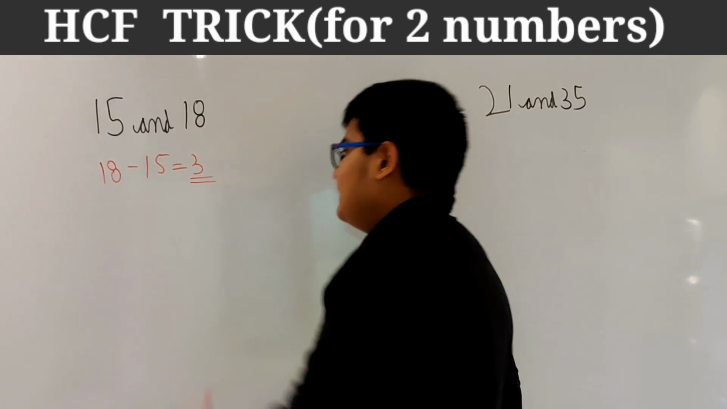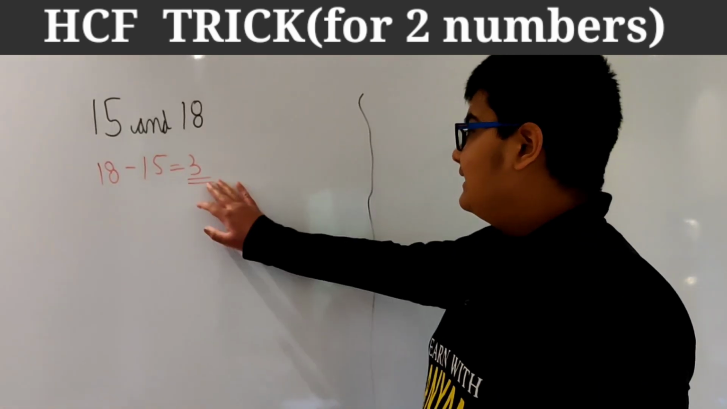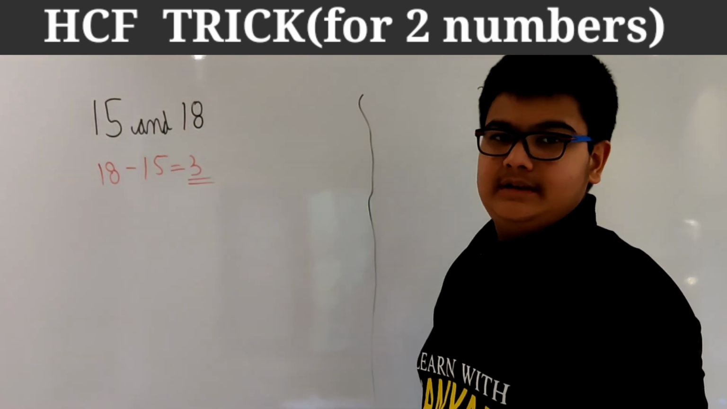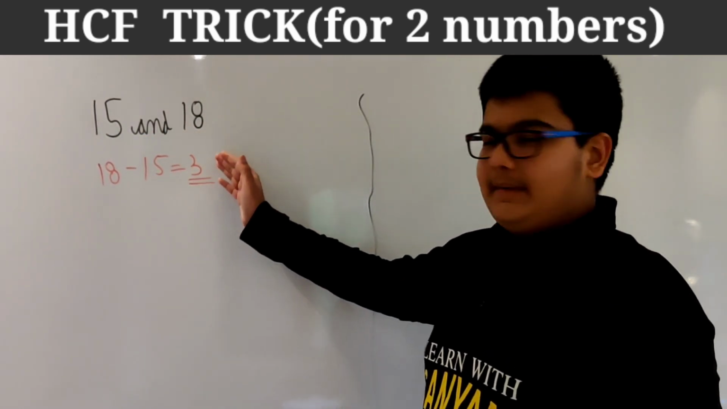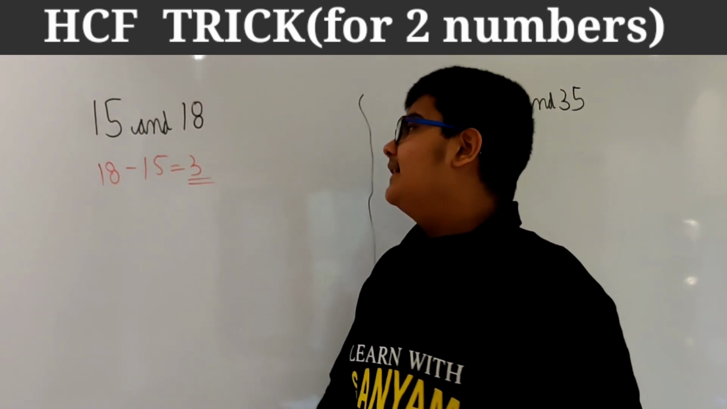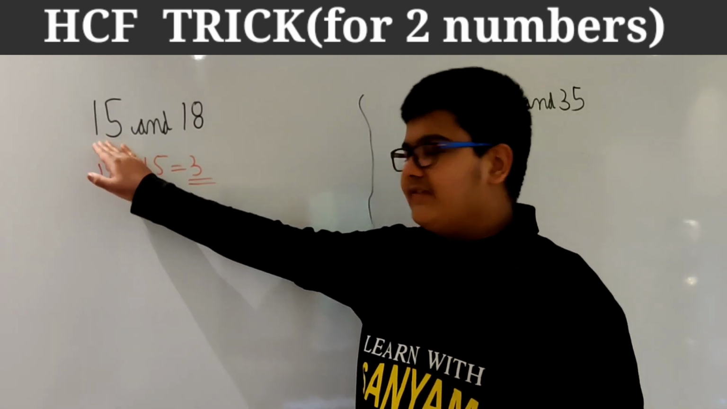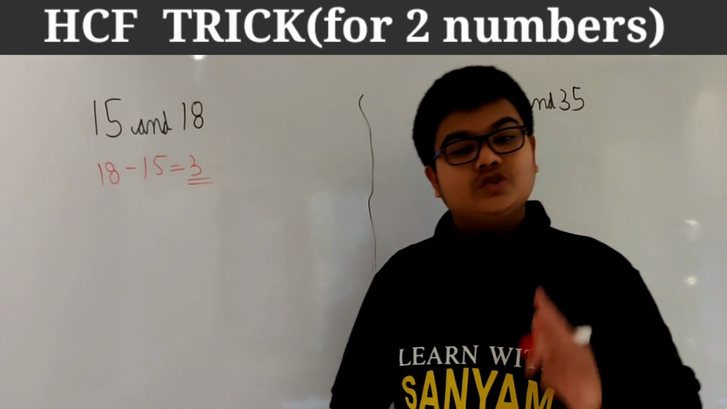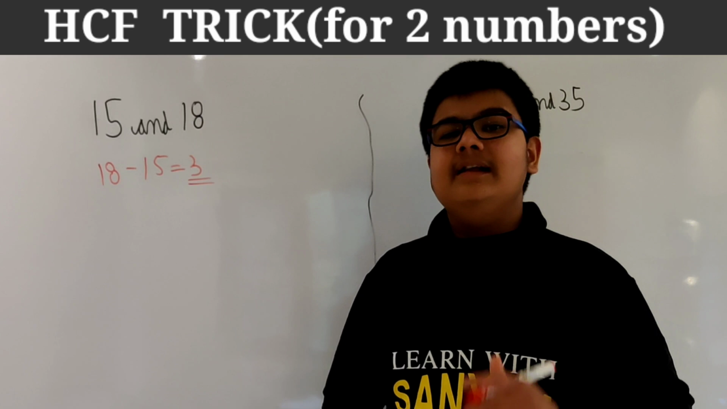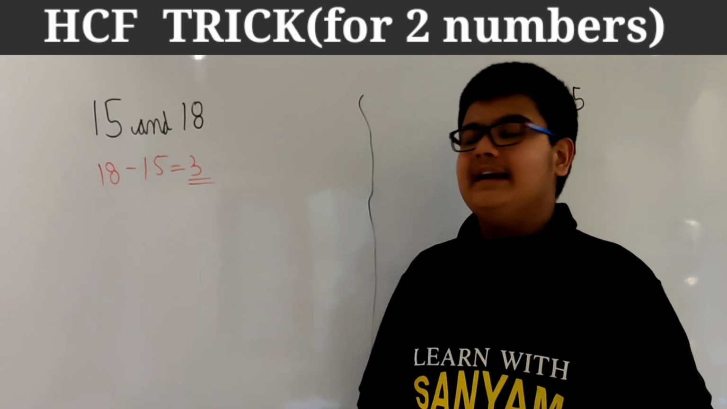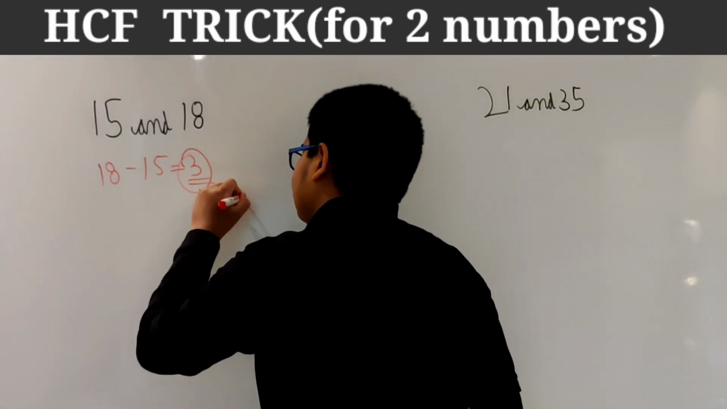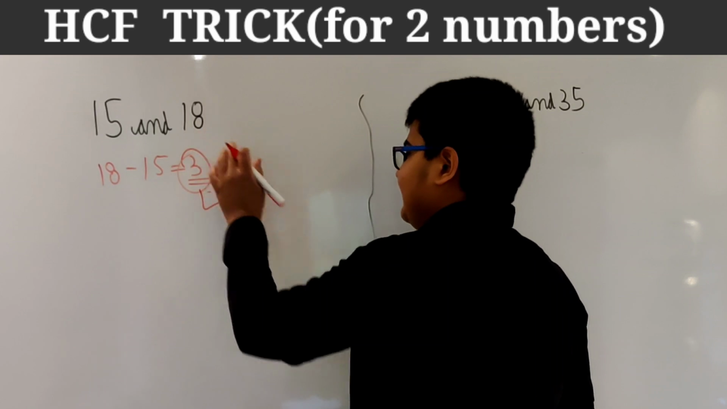Now in step number 2, you have to check whether this difference which we have got is perfectly divisible by both of our numbers. So we know that 3 multiplied by 5 is 15 and 3 multiplied by 6 is 18. This means that 3 is perfectly divisible by 15 as well as 18. So if our difference is perfectly divisible by both the numbers, then this means that 3 is our HCF. So HCF of 15 and 18 is 3.